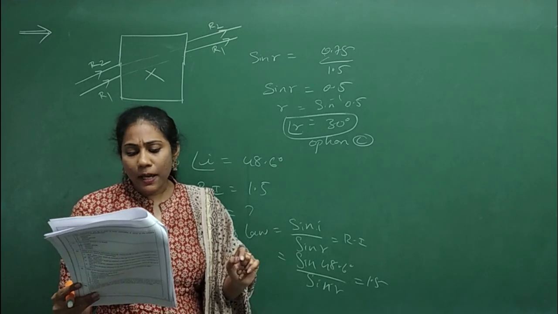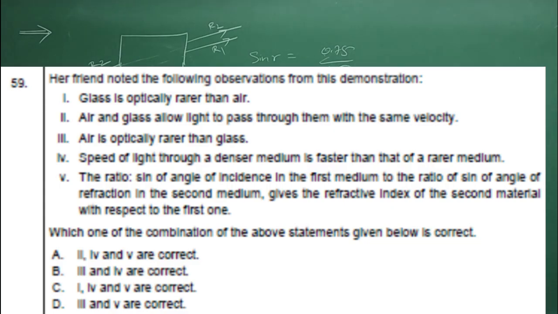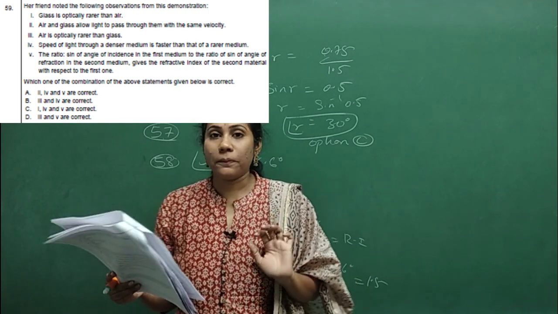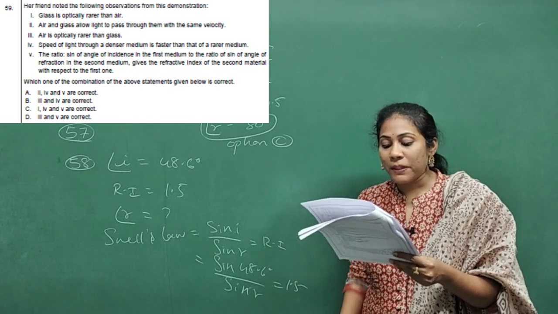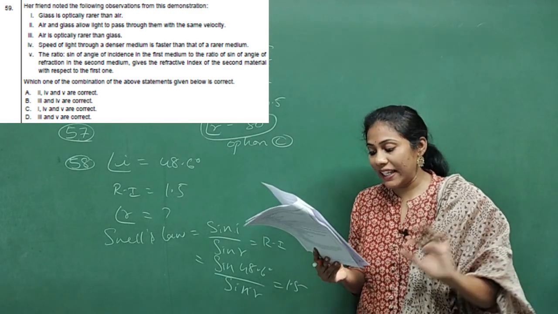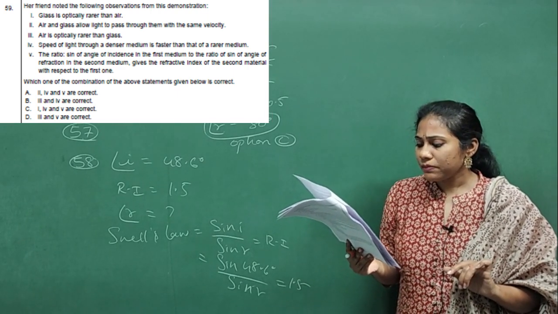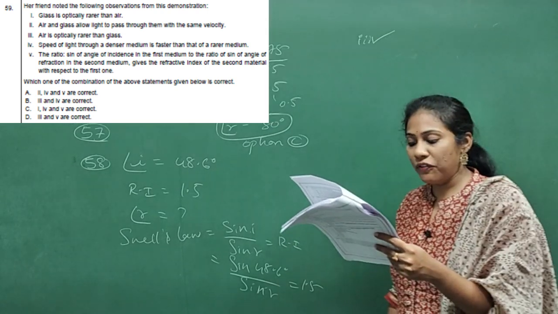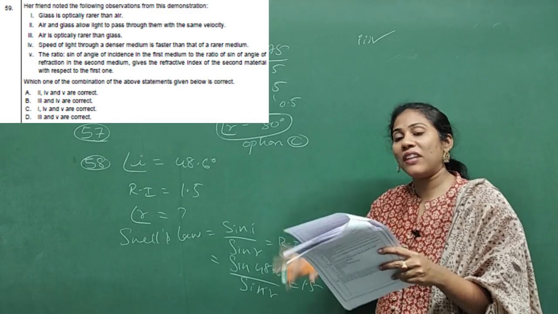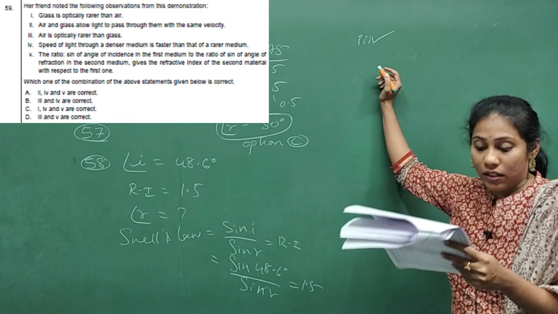Now let's observe question number 59. There are certain statements and you have to select which of the following is correct. First statement, glass is optically rarer than air. No, it's a wrong statement. Air is the rarer medium, glass is actually a denser medium. So statement 1 is completely wrong. Second statement, air and glass allow light to pass through them with the same velocity. No, it's different because their refractive indexes are entirely different. Third statement, air is optically rarer than glass. So definitely the third statement is correct. Fourth one, speed of light through a denser medium is faster than in a rarer medium. No, speed of light in a rarer medium is faster than in a denser medium. So statement 4 is wrong.